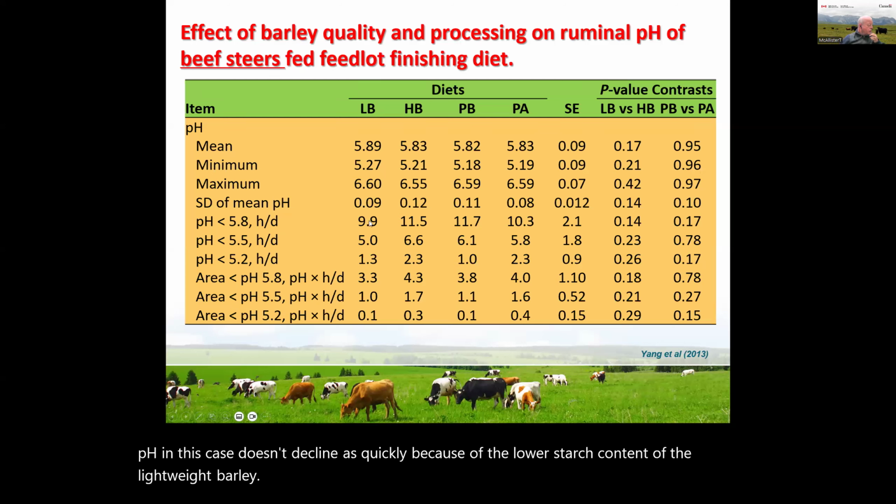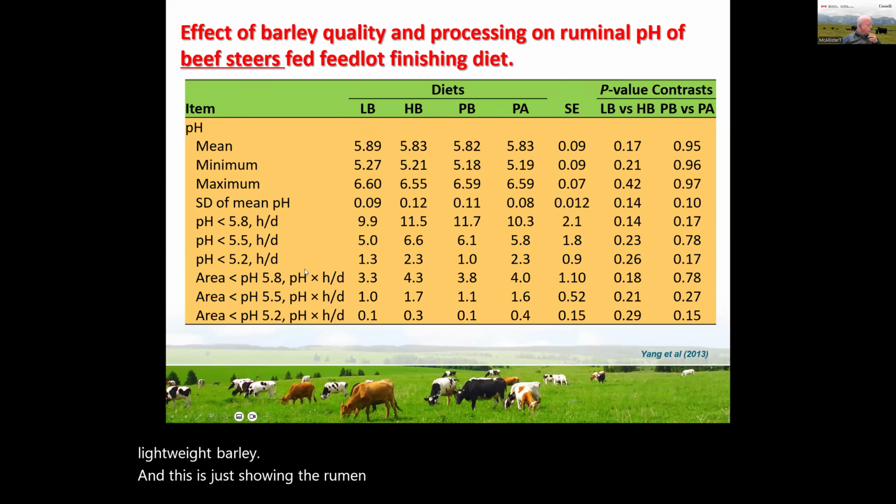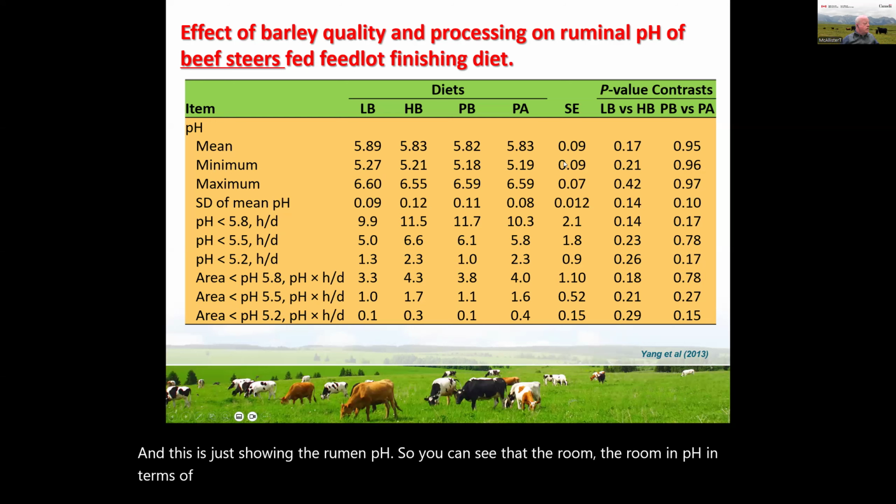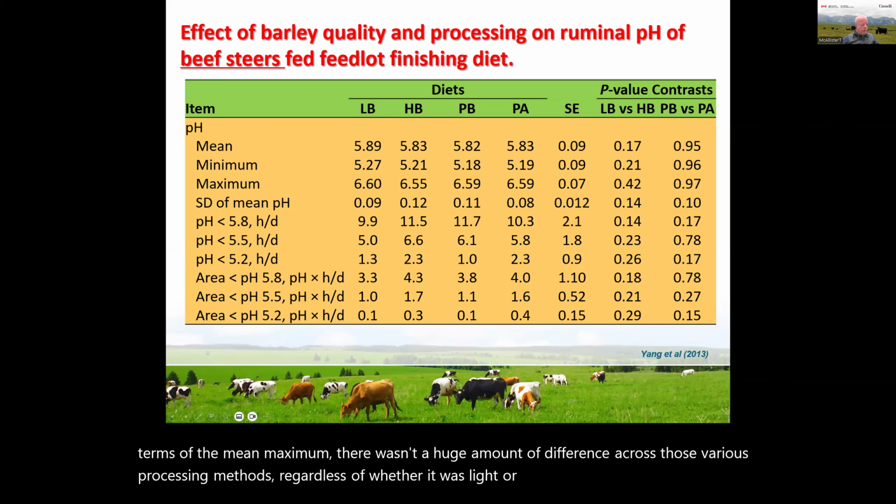And this is just showing the rumen pH, so you can see that the rumen pH in terms of the mean maximum, there wasn't a huge amount of difference across those various processing methods, regardless of whether it was light or heavy barley or the method of processing.